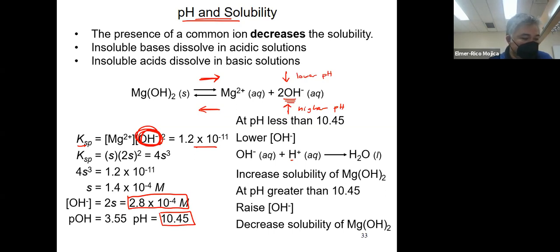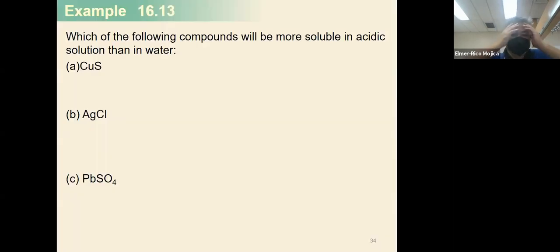So let's look at it in terms of other compounds. Which of the following compounds will be more soluble in acidic solution than in water? How are we going to solve this one? You need to know what's happening in the reaction, so you break this down. This produces copper 2 plus and S2 minus. This produces silver ion and chloride ion. And this produces Pb2 plus and sulfate ion.